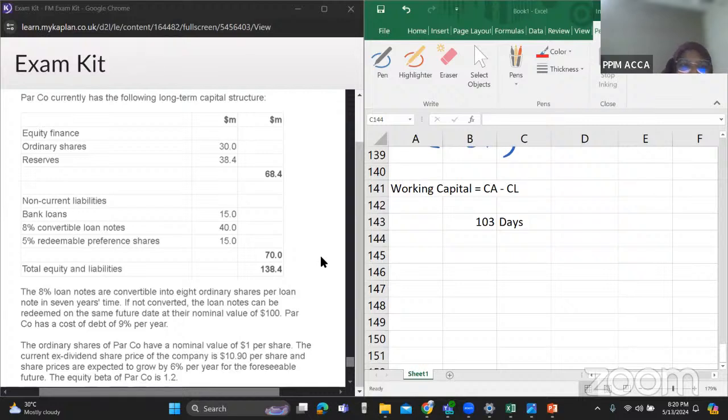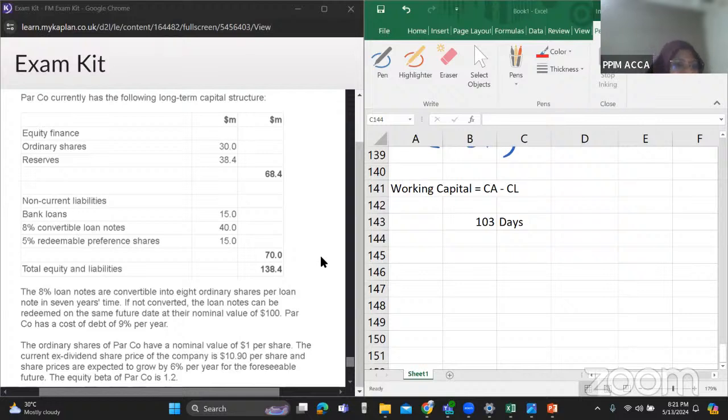Non-current liabilities, you have bank loans worth 15 million. Convertible loan notes, 8% convertible loan notes. What that means is the interest that you're paying to the loan note holder is 8%. And it's convertible means after a particular period of time, you can either pay him back the entire principal as cash, or instead of that, you can give him shares in your company. Now, it's not the company's decision. The loan note holder will decide whether he wants a redemption in cash or whether he wants to take shares. So that's up to him. So that is a convertible loan note.